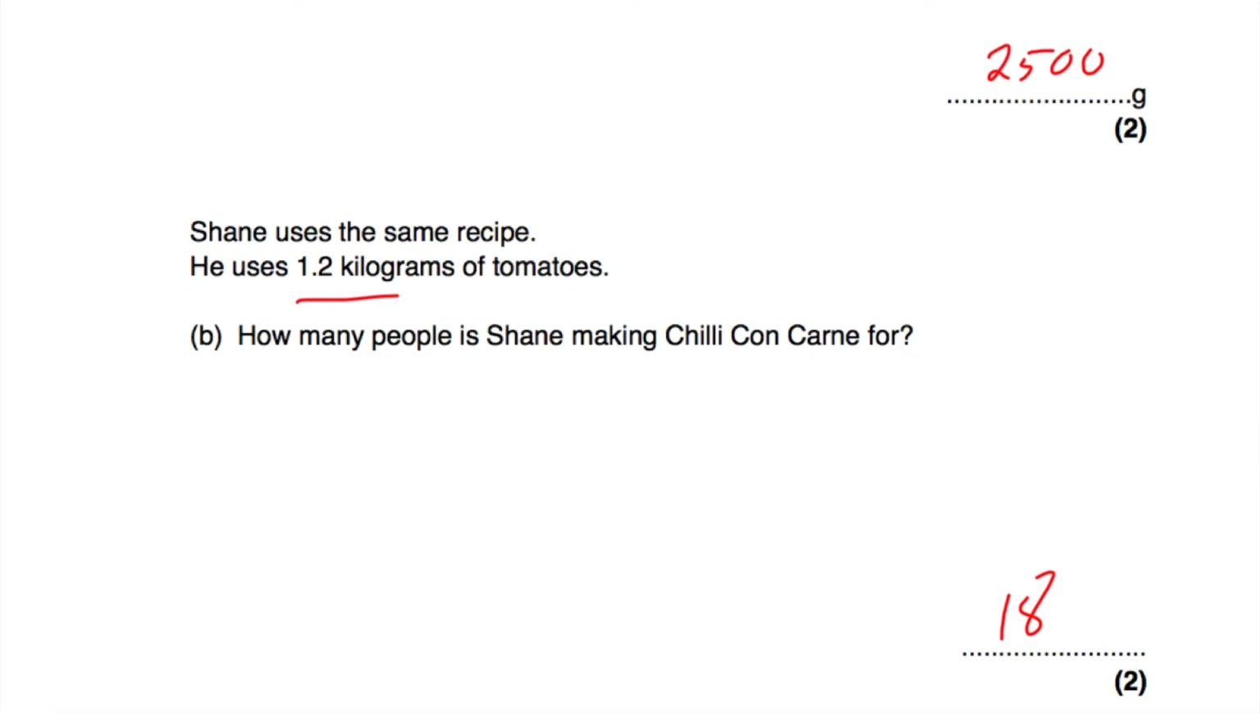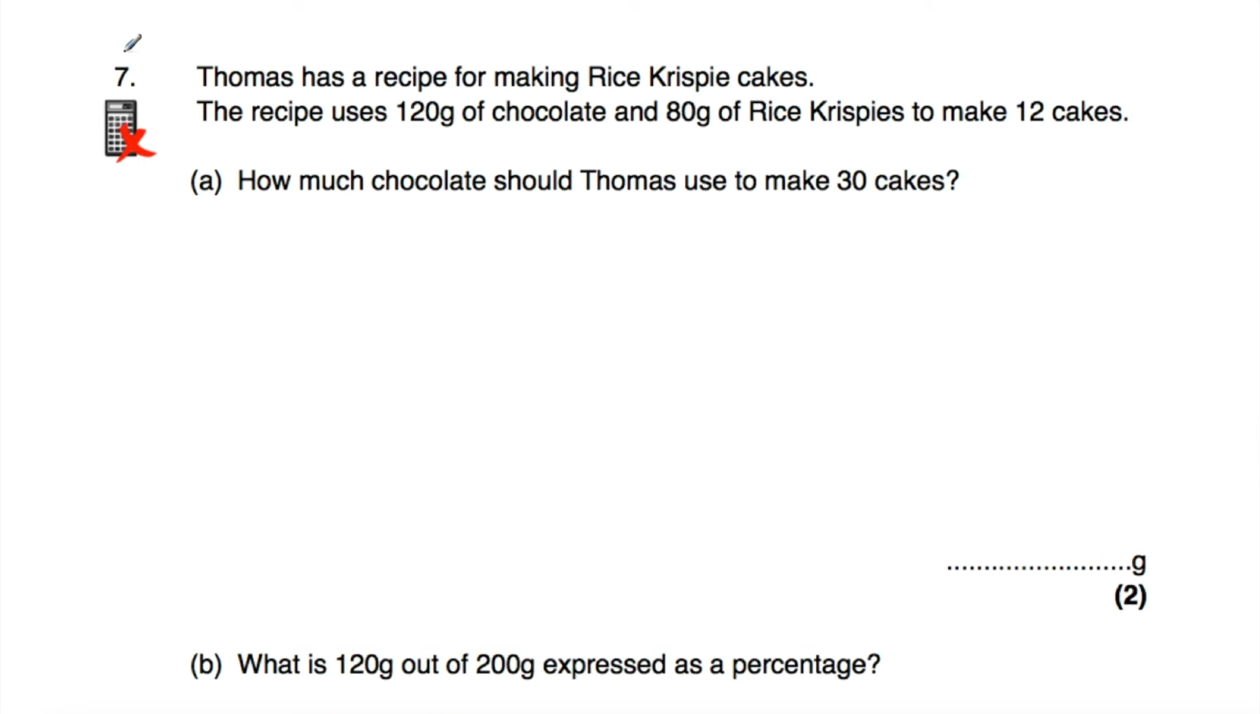Okay, let's have a look at our next question, question number 7. So question number 7 says, Thomas has got a recipe for making Rice Krispie cakes, and the recipe uses 120 grams of chocolate and 80 grams of Rice Krispies to make 12 cakes. So this makes 12 cakes, and the question is, how much chocolate should Thomas use to make 30 cakes?